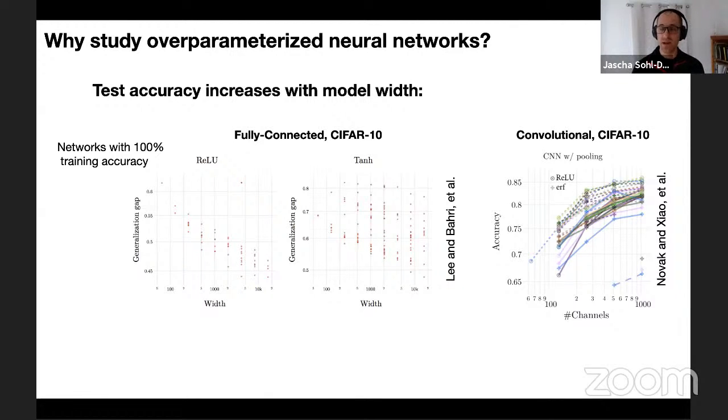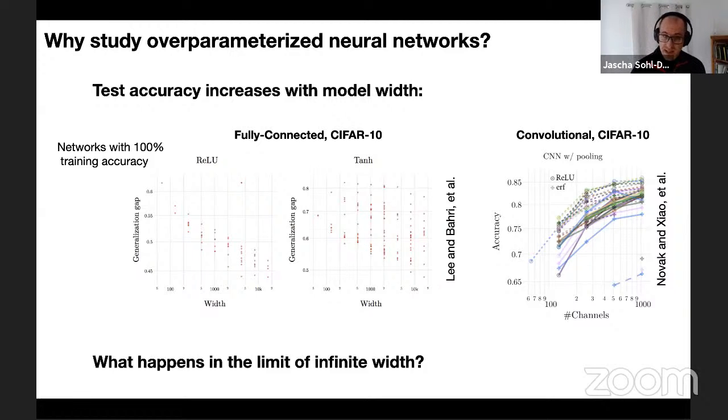Similarly, in the right plot, each line corresponds to the same convolutional architecture in terms of both number of layers and nonlinearity used. And for each point on the plot, we are taking the training and initialization hyperparameters that did best on the validation set. You can see that for convnets with pooling as well, accuracy strictly increases with increasing model width. Once again, you see this all the way out to the widest networks that we could practically build.